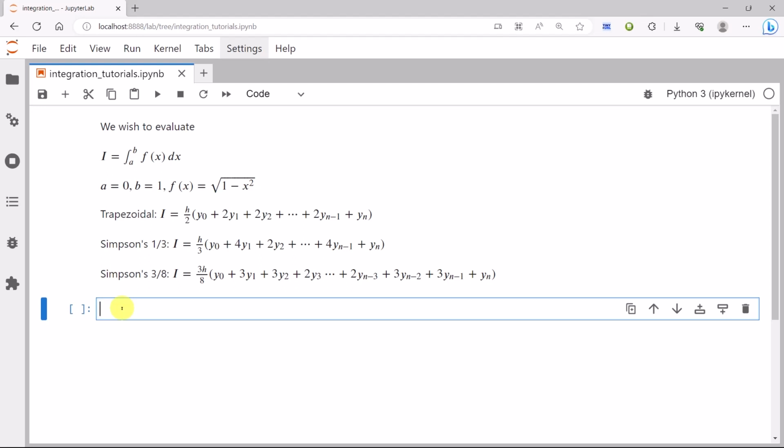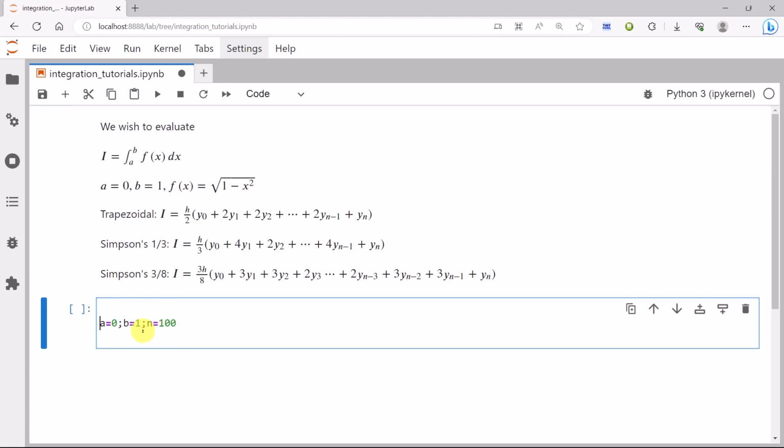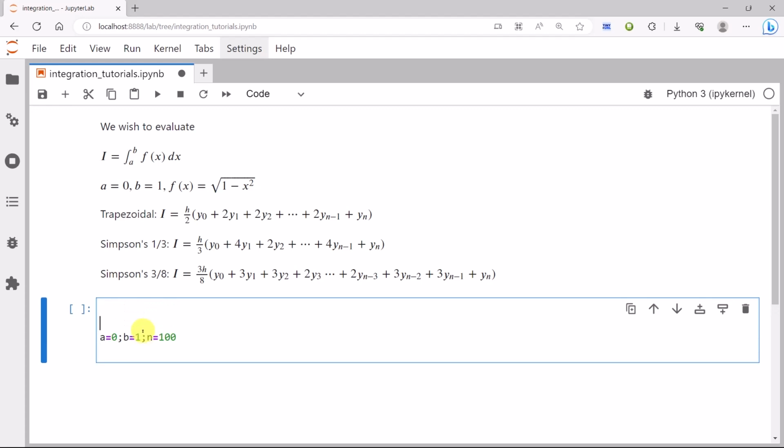Here I want to integrate this function. So first I give the interval, a equals 0, b equals 1, and I have to take the number of intervals. So number of intervals, let us say 100. This is an arbitrary number. And my h, I'm starting with the trapezoidal rule. So let us just denote here trapezoidal.